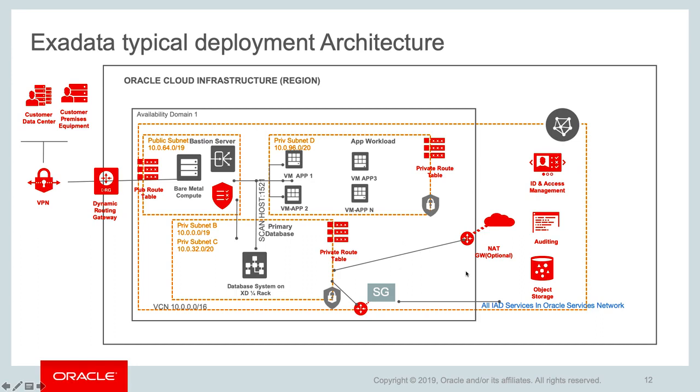The NAT gateway is not a prerequisite anymore for deploying an Oracle Exadata Cloud Service. So Service Gateway can handle pretty much all the functionality. Oracle Cloud Infrastructure is also integrated with other services like identity and access management, auditing, and object storage. So with this, I will move to the next topic, which will talk more about Exadata basics.